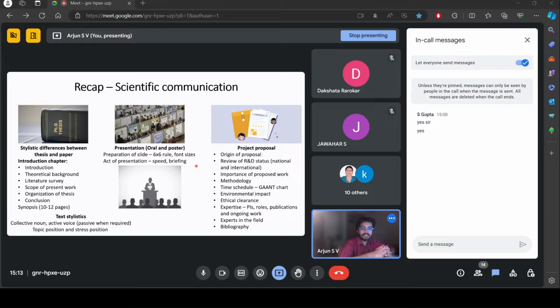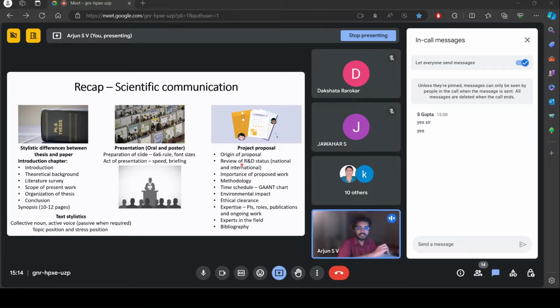There are certain facets of the project proposal which everyone needs to take into account, and some of them will be listed in this list, and we'll be going over them one by one. So the first one will be the origin of the proposal. You will be highlighting the problem statement, and a review of the R&D status in the research and development sector of this problem statement. What is the current status? Have they reached a saturation point? Are they in need of a new technology?